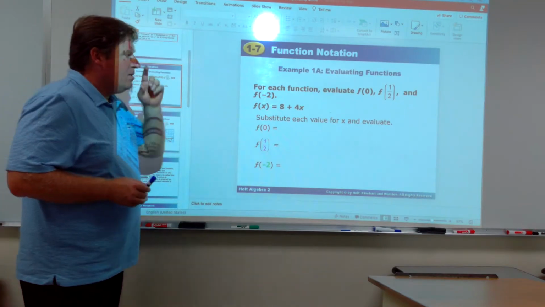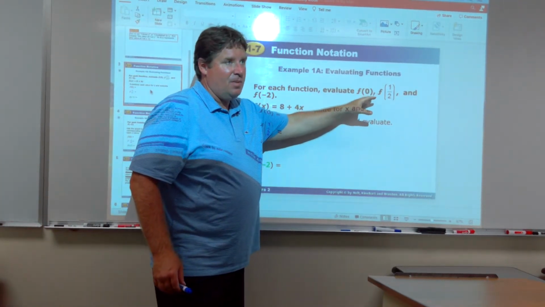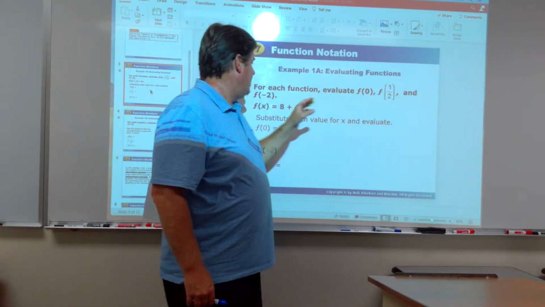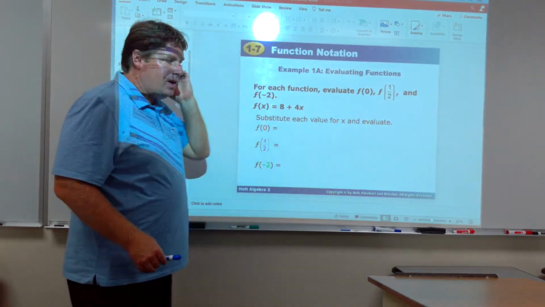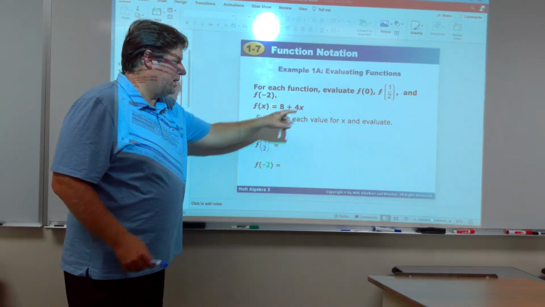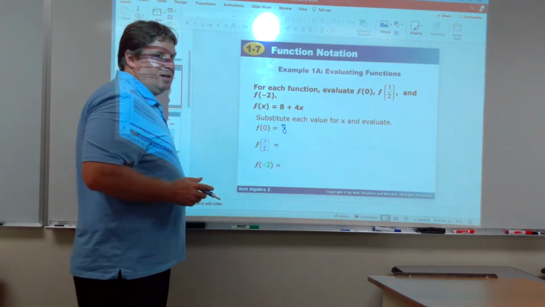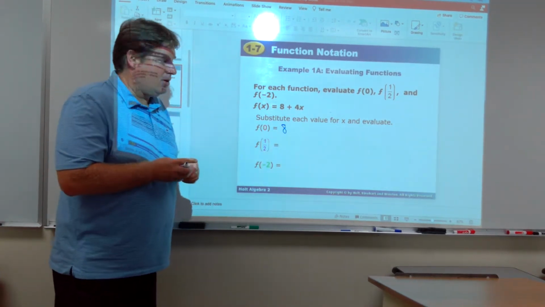All right, so we want to evaluate the function value when x is 0. So we say f of 0, f of 1/2, and f of -2. Very simply, we're saying, hey, what's the function value when x is 0? So put a 0 in for x. Well, we know the function value there would be 8. And since it's a function, we know there's only one value that it could be.